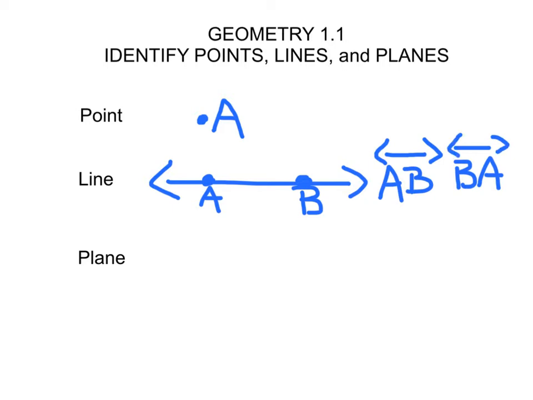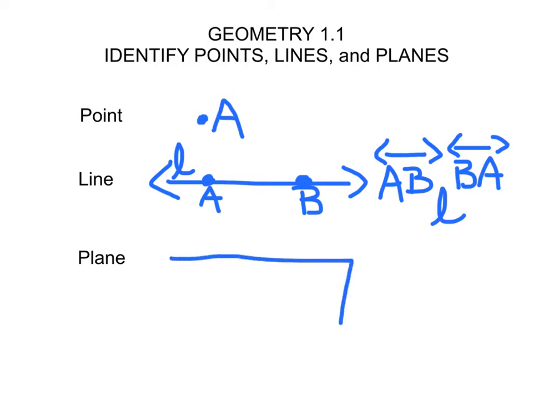Okay, it can also be named with a lowercase letter. So if it has a lowercase letter on it, this could also be called line L. So a line goes out infinitely in opposite directions. It must have 2 arrows on it to show that.